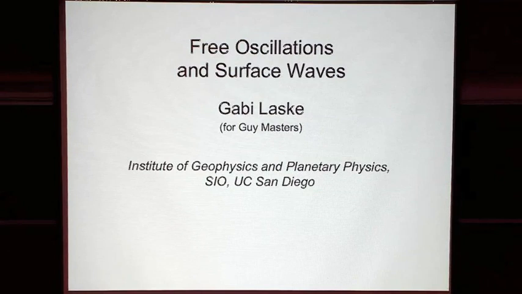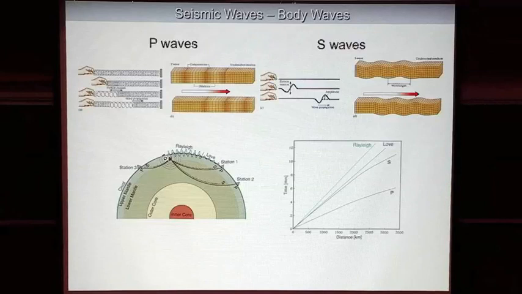This is a very simple start, and then it gets complicated really quickly. To put us on the same page, we have body waves and surface waves. The body waves are the compressional waves, the ones that arrive first at a seismic station, P waves, and then shear waves, the S waves. We have the conceptual image here, and also a travel time plot as a function of distance, where you see the body waves, the P waves and the S waves, arrive first.